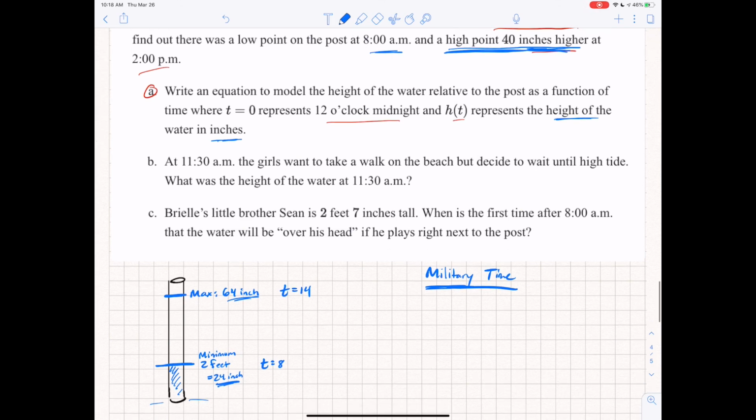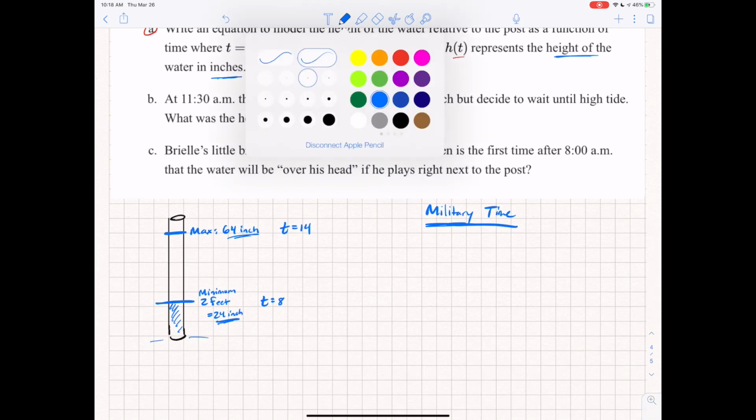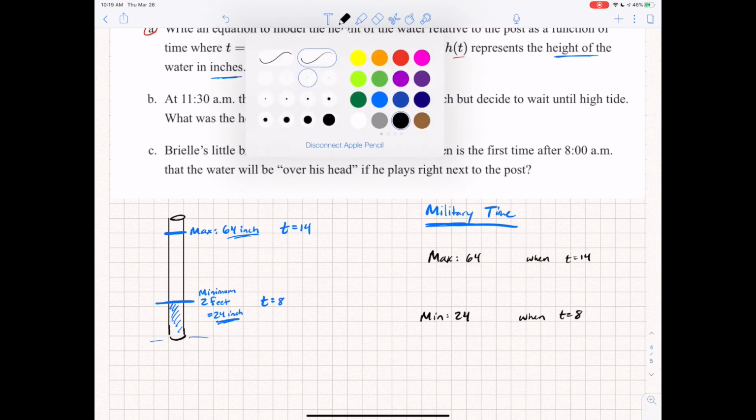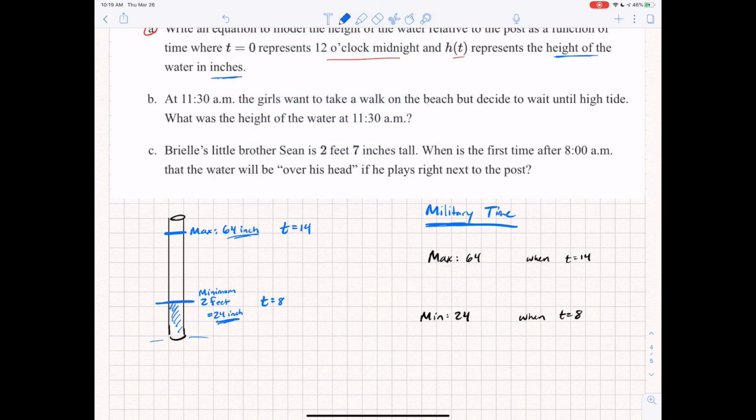So I'm just going to write this away from the picture because, again, what I'm told now is I know that I have a max at 64 when t is equal to 14. I know I have a min of 24 when t is equal to 8. And looking at this problem, if we're thinking about time, the minimum would occur first, and then it's going to go to its max, and then the water is going to come back down to its min, and I essentially create a cycle or a circle here when you connect the tails.